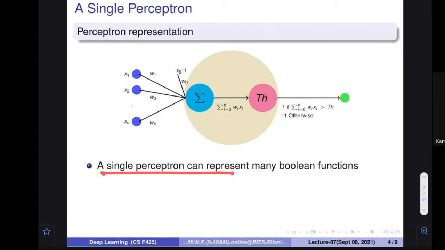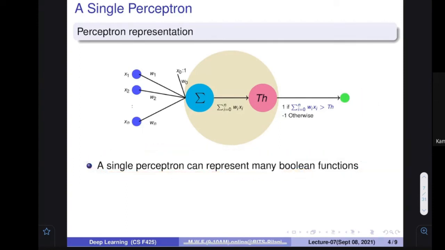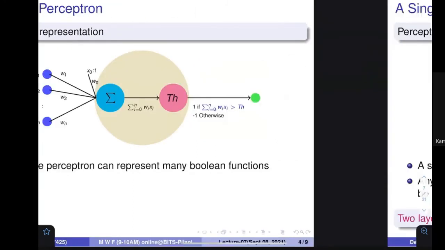A single perceptron can represent many Boolean functions. Boolean function means the output is only one of two values: minus 1, plus 1, or 0, 1. How can it represent many? If I change the weights, it is a different function. If I change the weight, it is a different line. So it can represent many different Boolean functions.